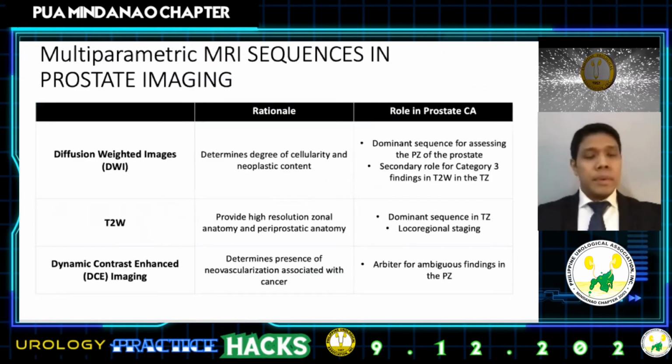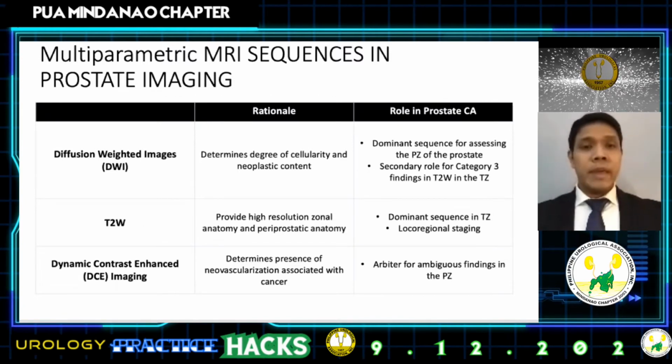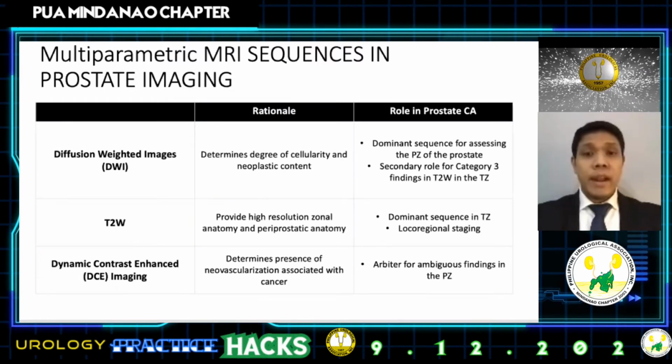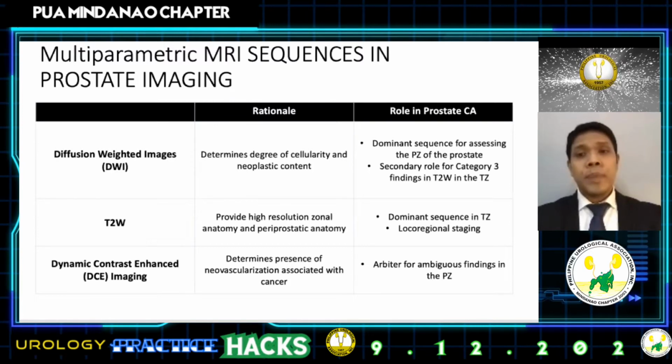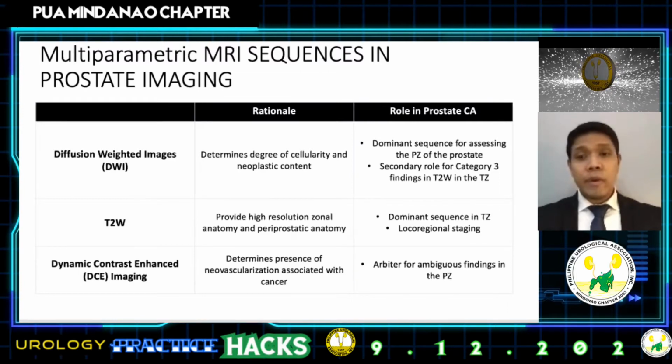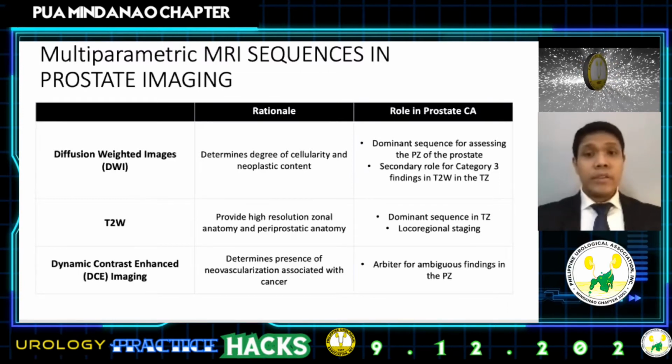As a review, multiparametric MRI uses 3 parameters. The first one is DWI, or diffusion-weighted images. This determines the degree of cellularity and neoplastic component, and it's actually the dominant sequence for assessing the peripheral zone of the prostate. The T2-weighted images, or T2W, provide high-resolution zonal anatomy and periprostatic anatomy, and is the dominant sequence in the transitional zone. It's also useful for loco-regional staging.